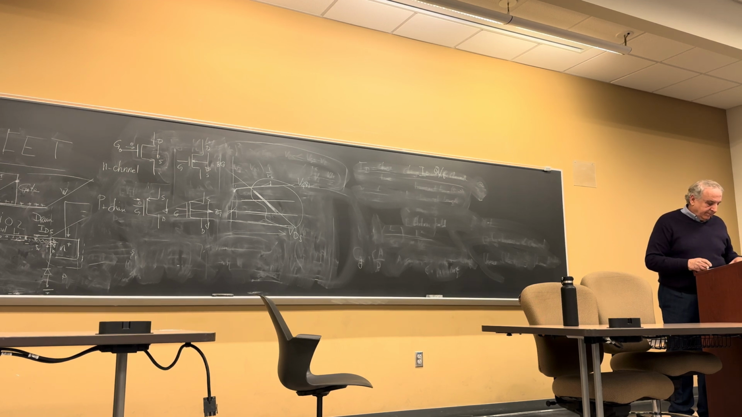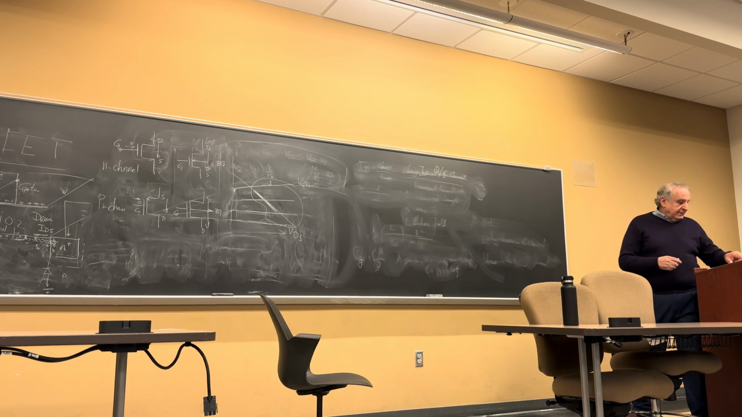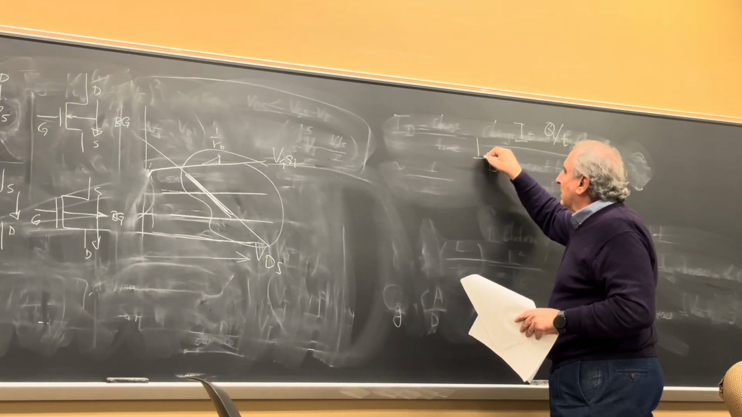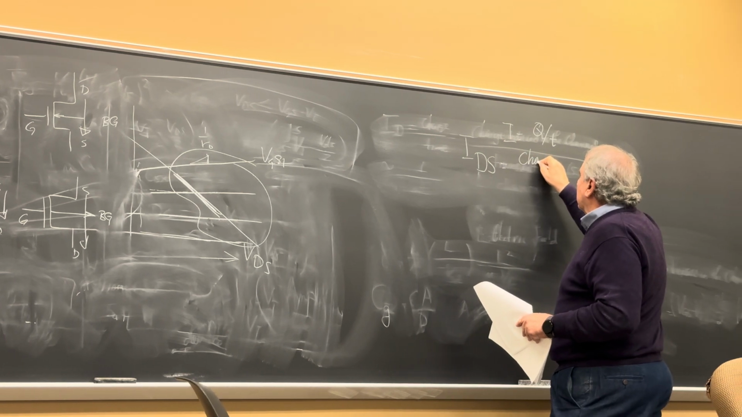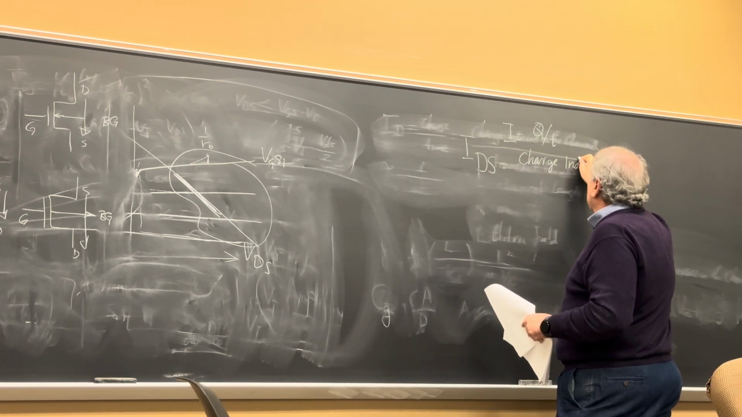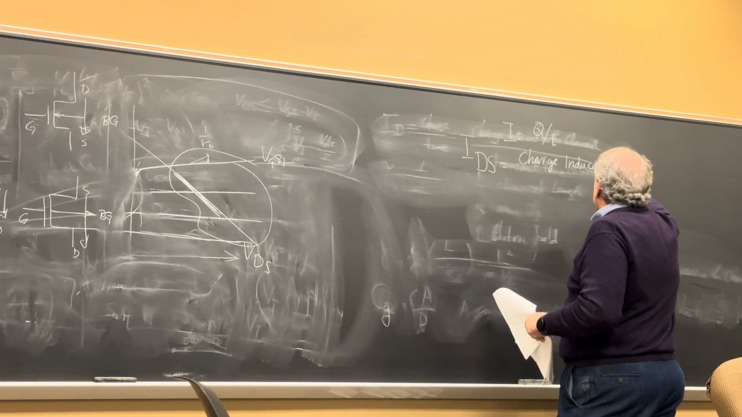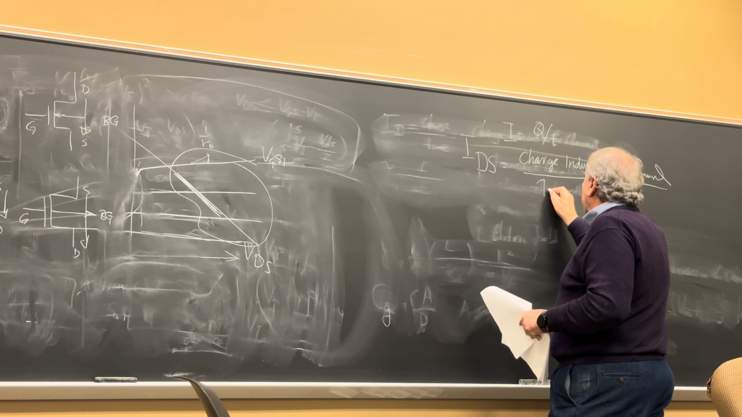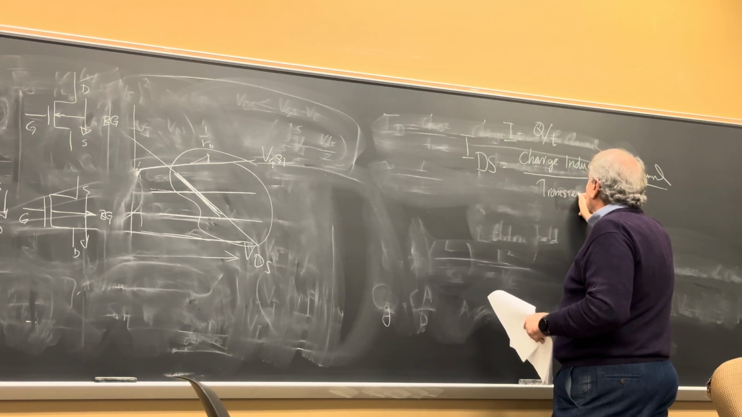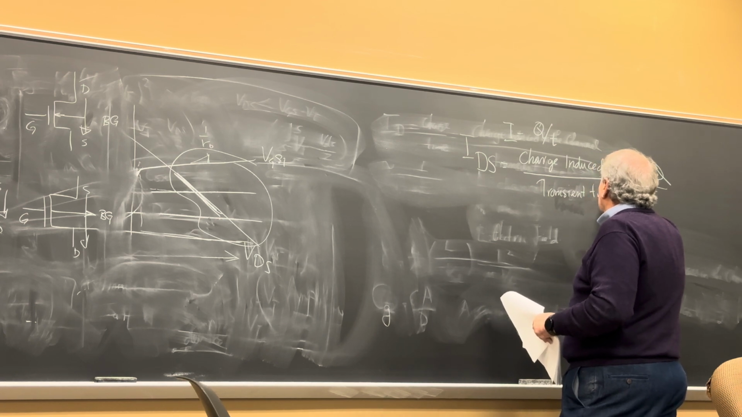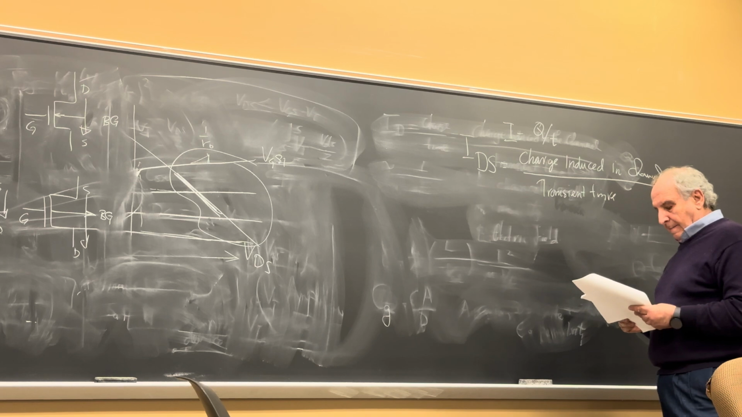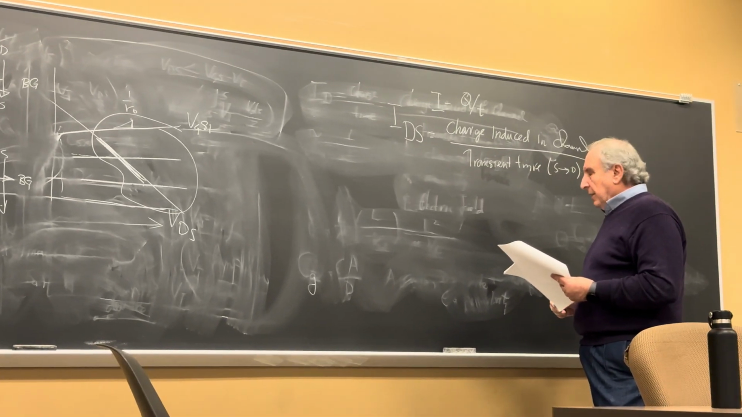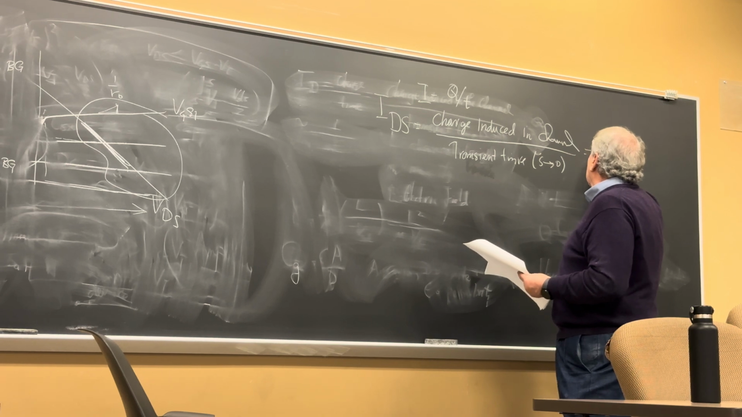Let's derive the equations. If that is the current, IDS, it's going to be the charge induced in the channel divided by the transit time from source to drain. And that is Q, written as Q over tau.